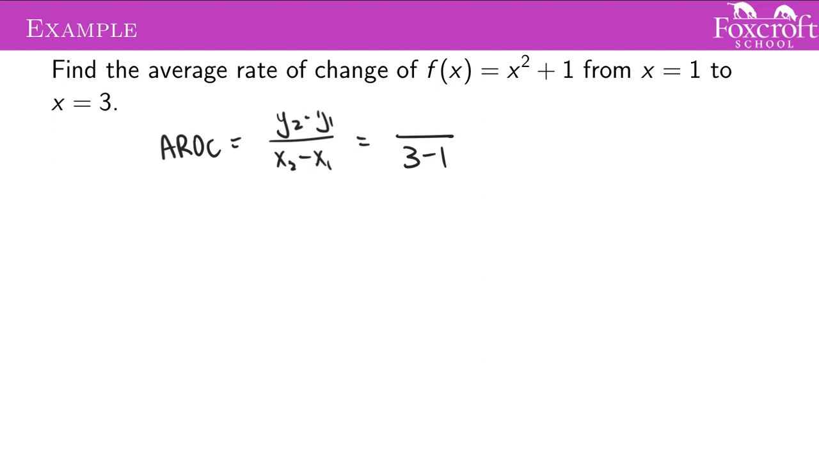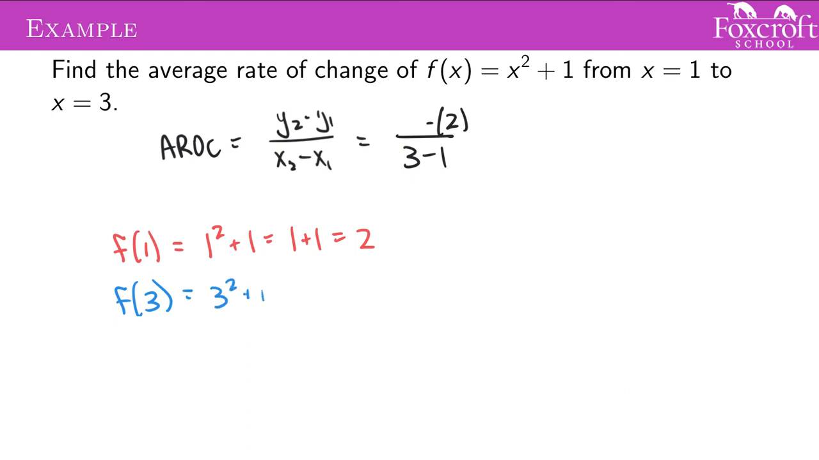To figure out the y value that goes with an x value, you just plug that x value into your function. So I plug 1 into my function, I get 2, which means when my x value is 1, my y value is 2. So I can put a 2 in that second part of the top. I can do the same thing with 3. When my x value is 3, what y value goes along with it? I just plug 3 into my function, and I get 10. So I'm going to put a 10 there.